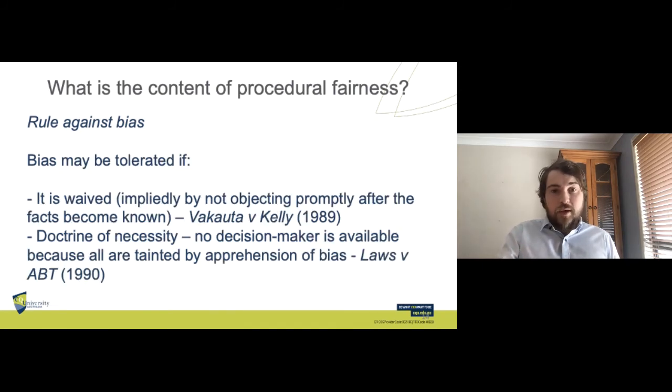To wrap up, there are some very limited circumstances where bias will be tolerated. The first sort of exception is where the bias is waived. So the person who's affected or detrimented by the bias knows or suspects that the decision maker is biased but doesn't do anything about it, or even expressly allows that to go ahead.